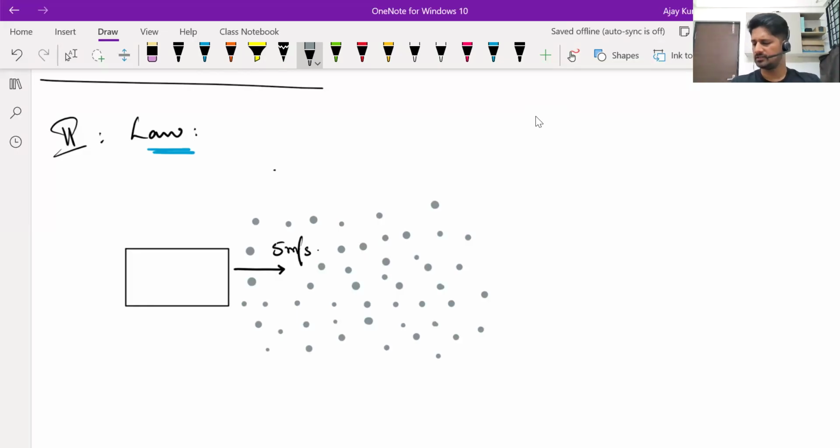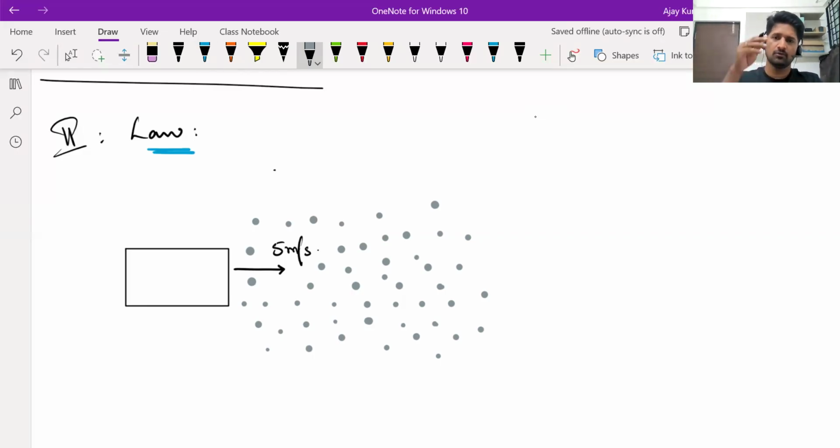Pawan, you can also take a guess. There are dust particles surrounding. We released an object into that cloud of dust. Don't consider gravity and all. This is in outer space. What will happen? Sir, as the dust accumulates on the block, it will slow down. Correct. Good.